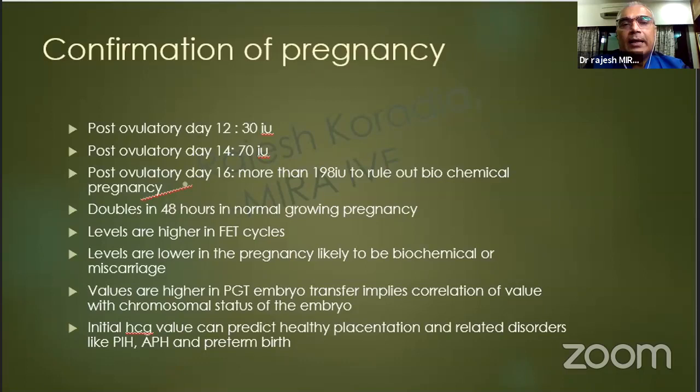Levels are a little higher in FET cycles, probably because of improved placentation. The levels are lower in a pregnancy that is likely to be biochemical or a miscarriage. Values are higher in PGT embryo transfer, which implies a correlation of the value with the chromosomal status of the embryos. If the values are higher, it is either because of a multifetal pregnancy or a good quality embryo, which reduces the chances of abortion. The initial HCG value can predict healthy placentation and related disorders like PIH, APH, and preterm birth.